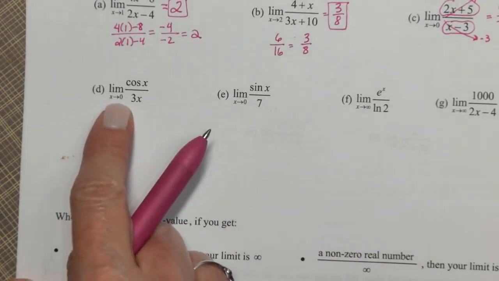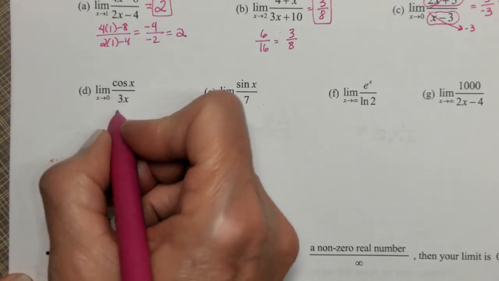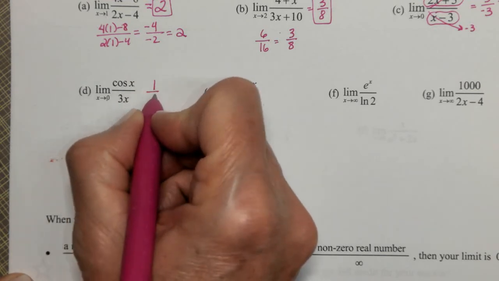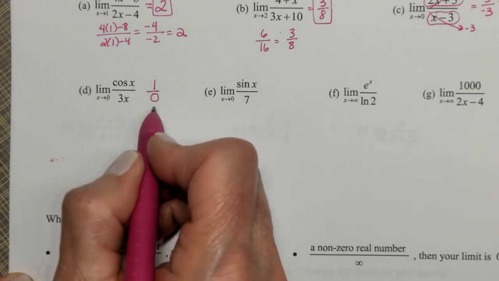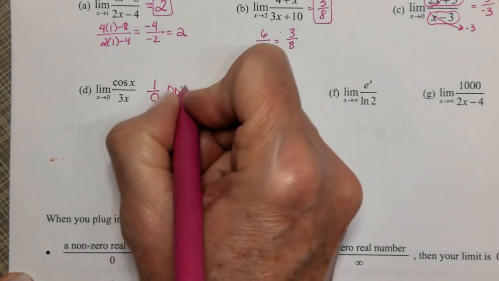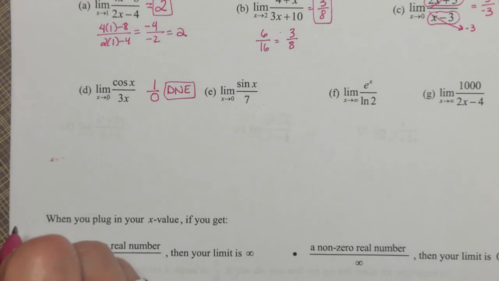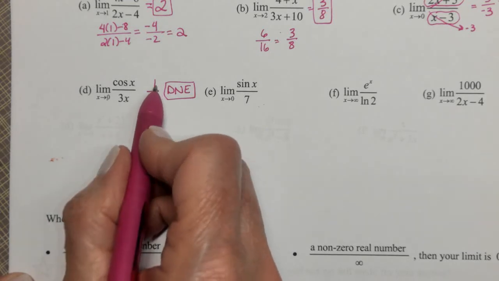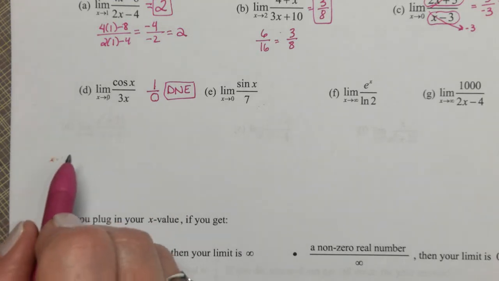Plug in 0 for x. If we plug in 0 for x, cosine of 0 is 1. If we plug in 0 for x in the bottom, we get 0 in the bottom. What's happening there? Can we divide by 0? We cannot divide by 0. This does not exist. Okay? And we'll talk more about that in a moment, but that is a does not exist. I will say this though. We have 1 divided by a teensy number. 1 divided by a tiny number.